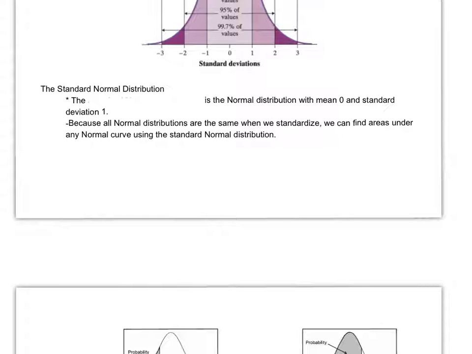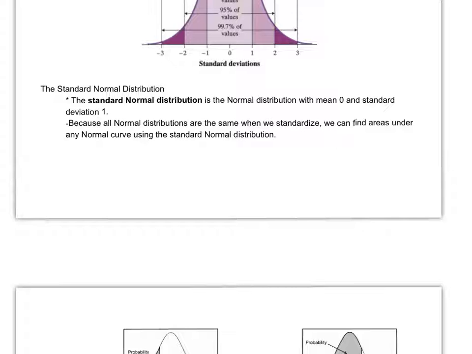So we talked about how a normal distribution was a distribution that was symmetric, unimodal or single-peaked, and bell-shaped. And so if we take the normal distribution and we standardize the values, meaning we change them into z-scores, what we end up with is what we call the standard normal distribution. It's a normal distribution with a mean of 0 and a standard deviation of 1.